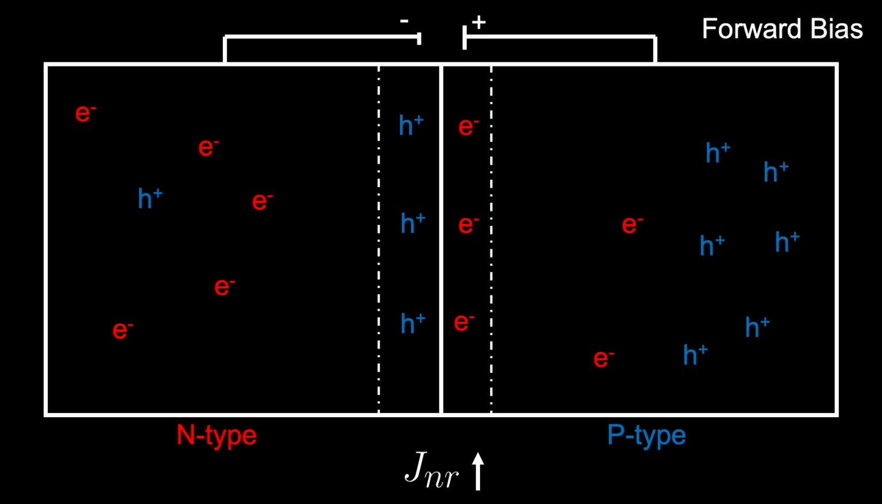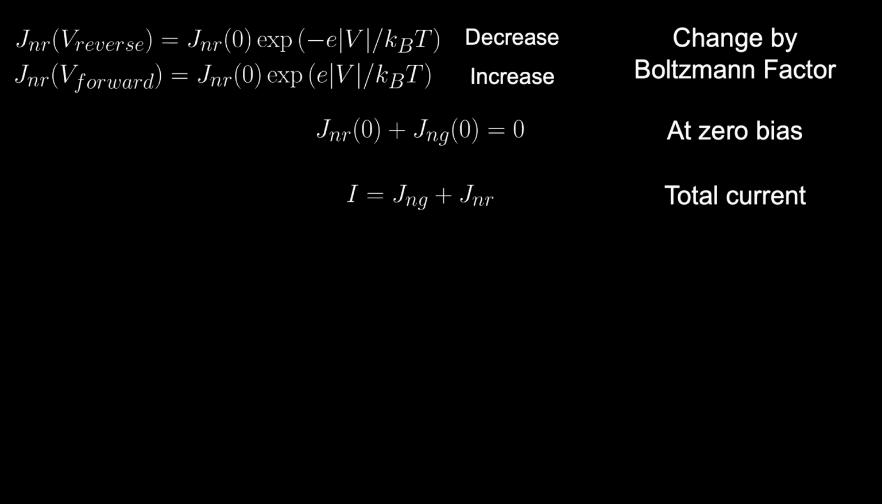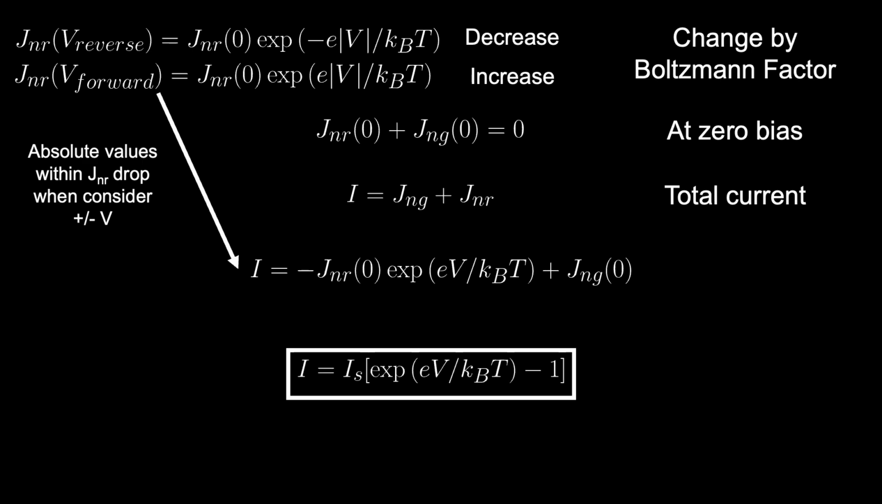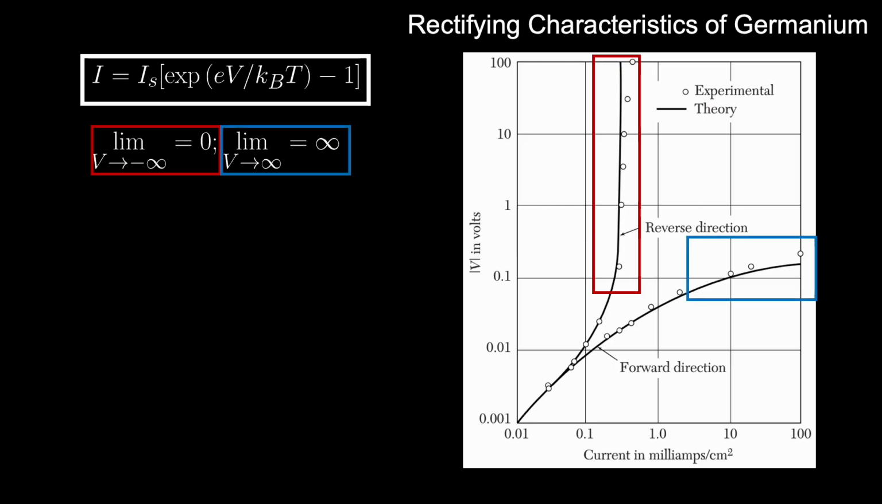We can derive a simple expression for the total current in the p-n junction through some simple algebra, knowing that JR changes by a Boltzmann factor, which is a result that comes from statistical mechanics, and that at zero bias, JR and JG are equal. By summing both JR and JG, we find that the total current can be simplified as follows. We can extract some physical insight from this result by observing its limits. Particularly, we find that as voltage goes to negative infinity, current goes to 0, whereas when voltage goes to positive infinity, current goes to infinity.